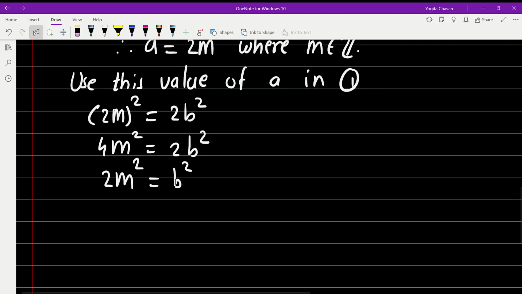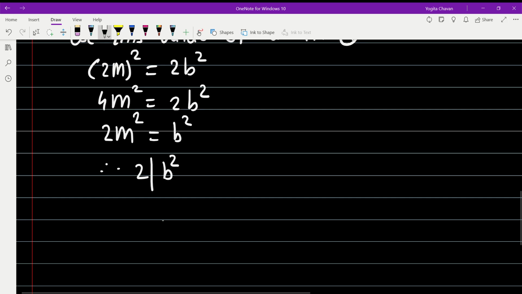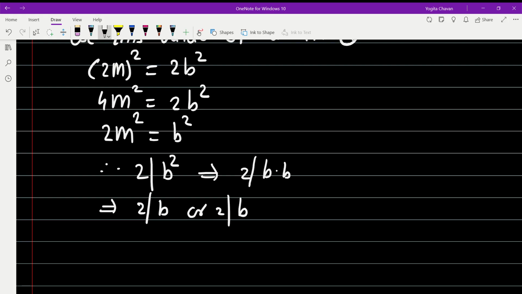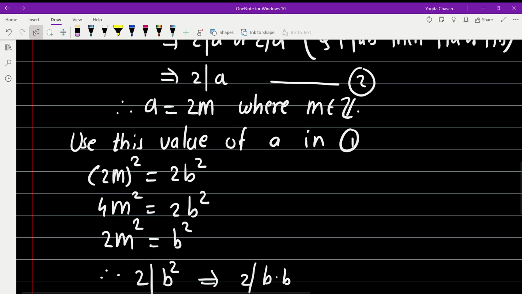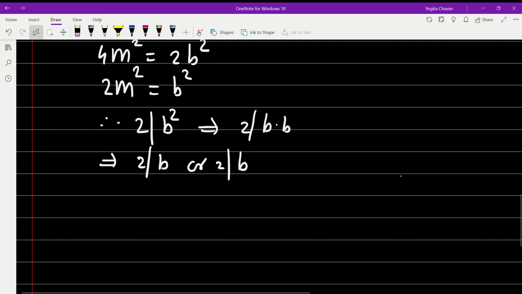This shows that b square is a multiple of 2. b square is equal to 2 into some integer, and m square is an integer because m is an integer. Therefore, 2 divides b square. Now note that 2 is a prime number. 2 divides b square, so again 2 divides b into b, and 2 divides b into b implies 2 divides b or 2 divides b. Same reason. Which reason? If p is a prime number and p divides a into b, then p divides a or p divides b. Now 2 divides b. This is number 3.